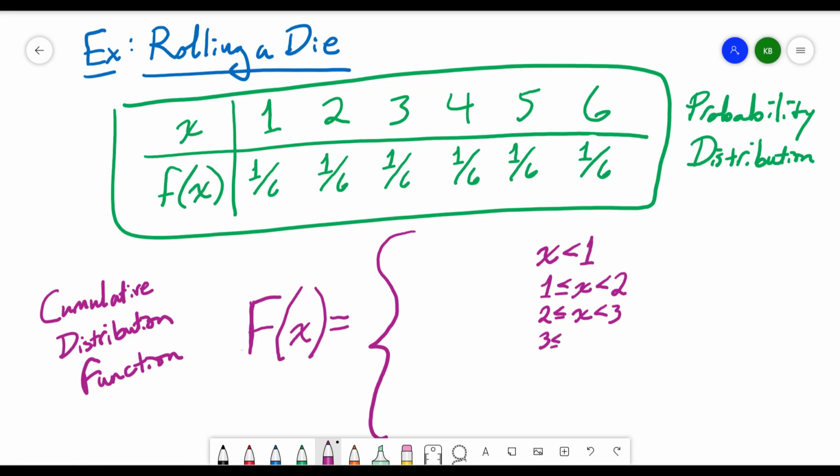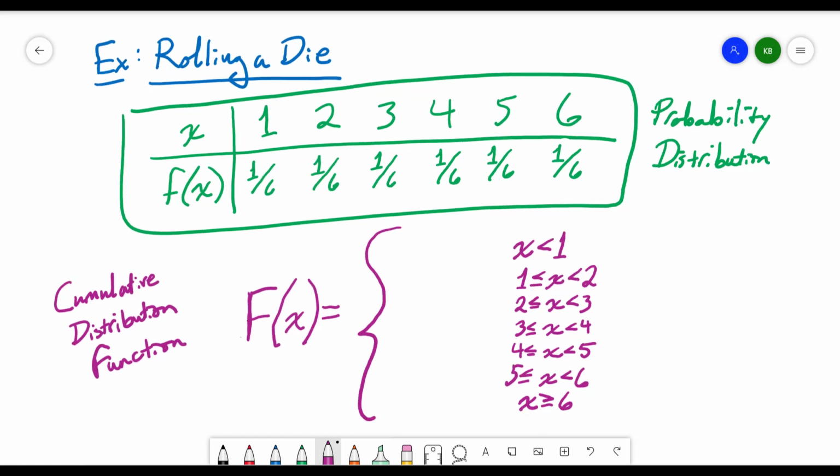So I have 3 less than or equal to x less than 4, 4 less than or equal to x less than 5, 5 less than or equal to x less than 6. Then I have my final entry where x is greater than or equal to the largest value it takes on. For the first entry, since my random variable can't take on a value less than the smallest value it takes on, the probability is 0 that that happens.